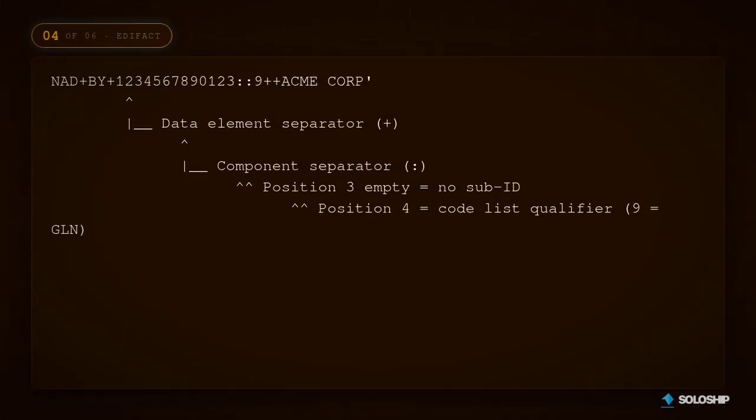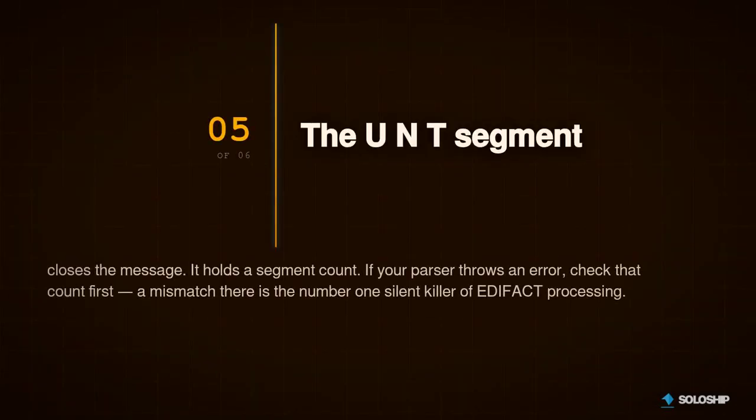Look at this annotated NAD segment. The plus signs carve it into data elements, and the colons inside 1234901923:9 carve it further into components. That empty slot between the 2 colons is not a typo. A blank component is still a deliberate position, and shifting it one place would swap the qualifier and break your parser.